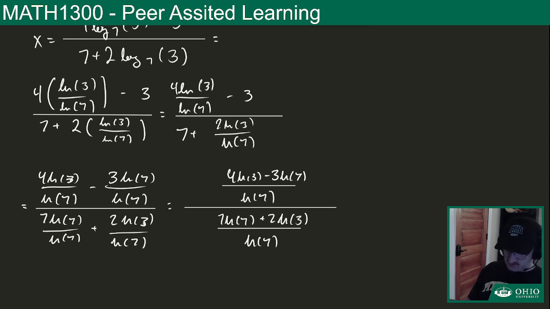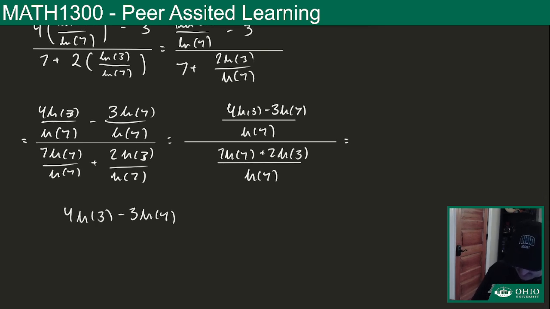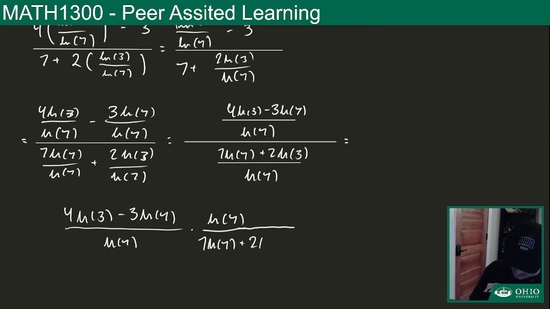Now let's see where this takes us. Well, we can use the idea that if I'm dividing by a fraction, I'm multiplying by the reciprocal. So what this will actually look like is 4 natural log 3 minus 3 natural log 7 over natural log 7 times, and then I take the reciprocal of my denominator, natural log 7 over 7 natural log 7 plus 2 natural log 3. Now I can cancel these natural log 7s.